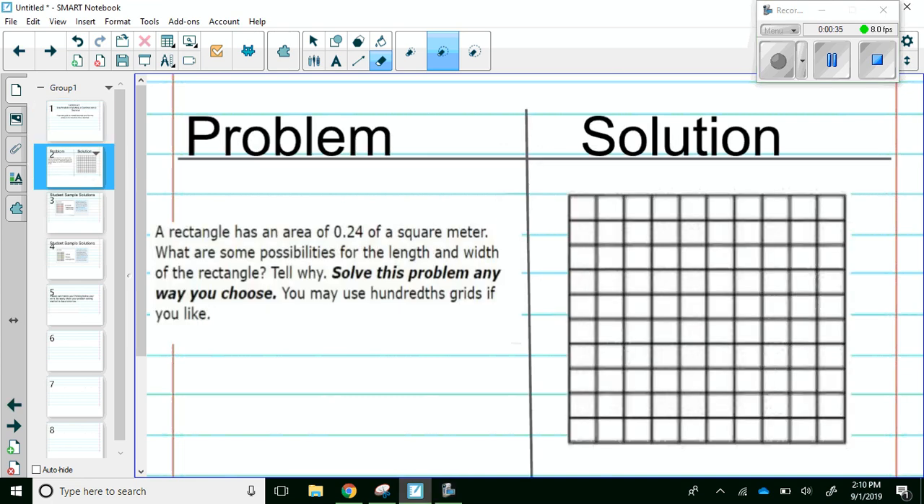Today's problem is a rectangle has an area of 24 hundredths of a square meter. What are some possibilities for the length and width of the rectangle? Tell why. Solve this problem any way you choose. You may use hundredths grids if you like. Press pause to solve the problem and follow directions. When you are ready to see how we solved it, press play.